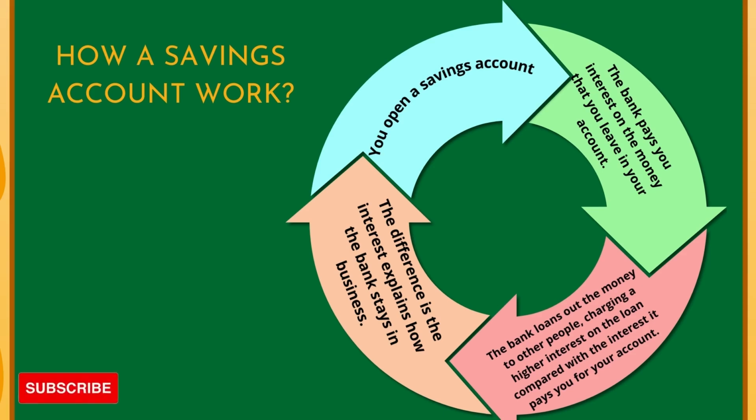Interest rates paid on savings accounts to each depositor are generally lower than the interest rates charged to those who borrow money. Third, the bank loans out the money to other people, charging a higher interest on the loan compared with the interest it pays you for your account. Lastly, the difference in the interest explains how the bank stays in business.